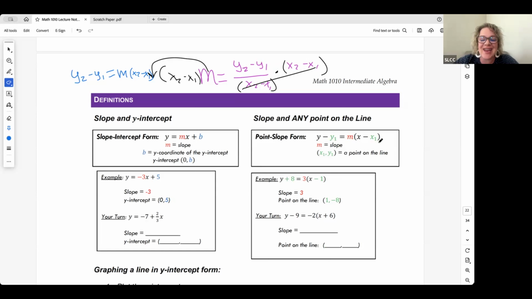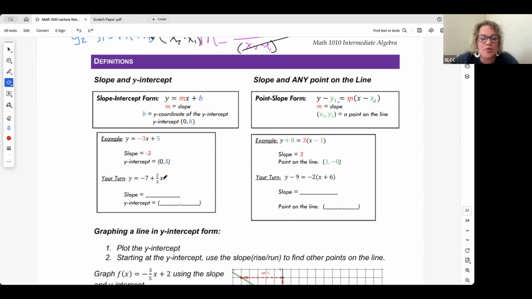You plug in any point on the line and the slope, and then you can find the equation of the line. Notice here the slope would be what's next to the x. So the slope would be 2/3, and the y-intercept would be always 0 for the x, and then -7.